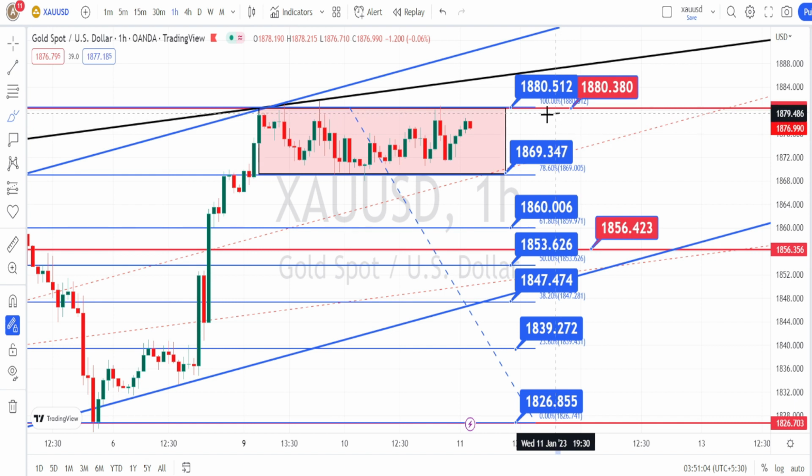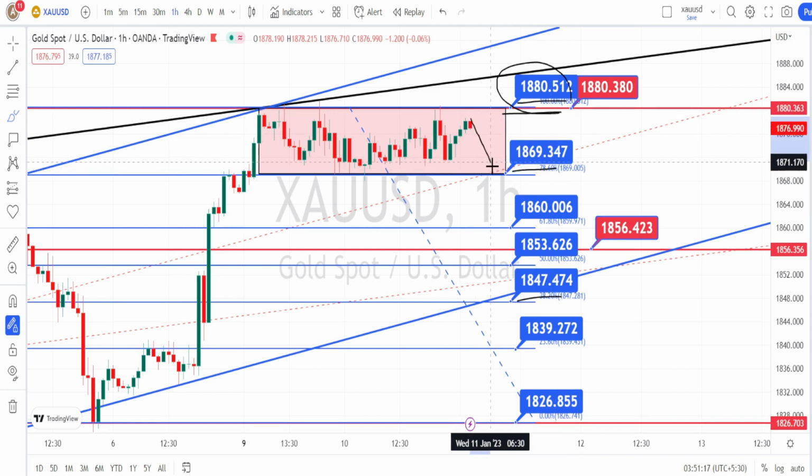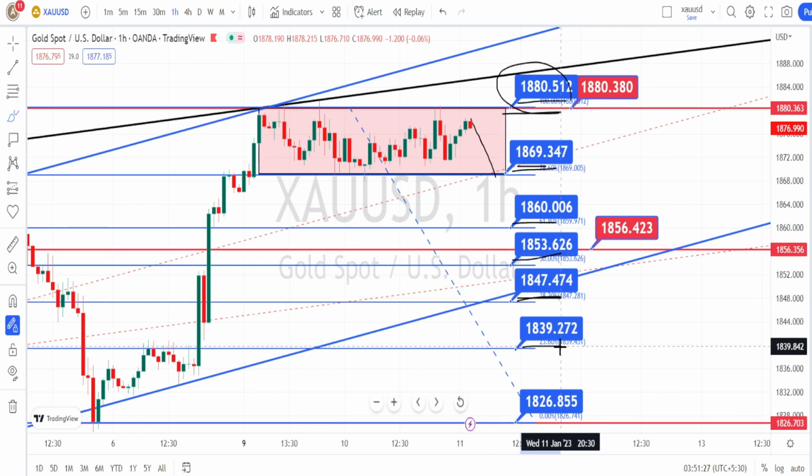So for the hourly time frame also, I marked the resistance levels and the support levels. Currently the price action is trading between the resistance level of 1880 and support level of 1869. Wait for the price action to break this support level of 1869 and next level of support is going to be around 1860, 1853, 1847, 1839 and 1826.